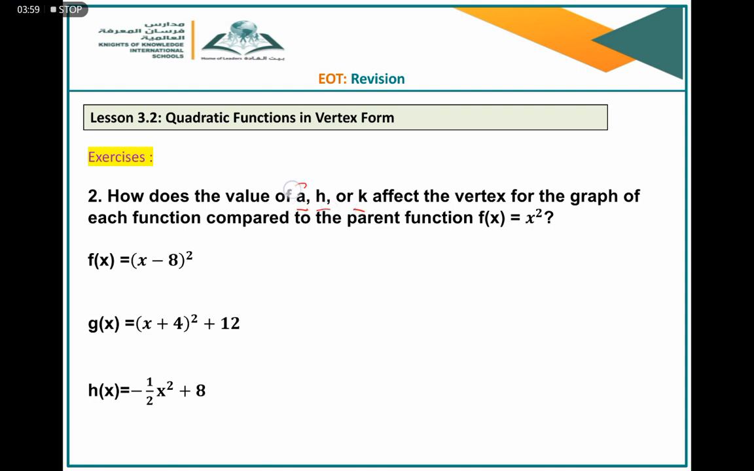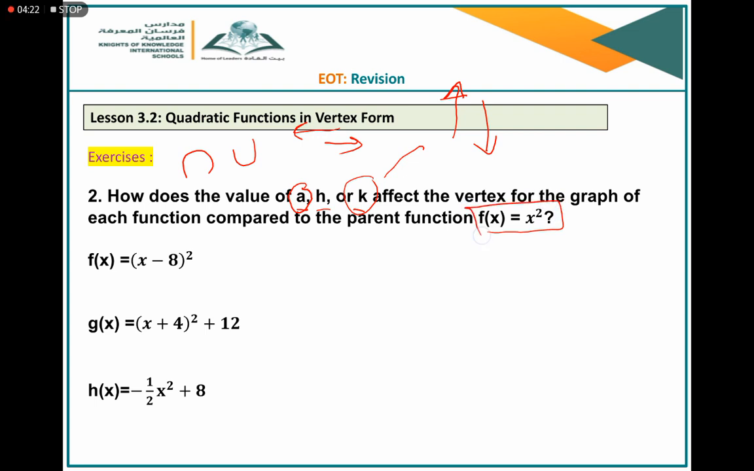You know that this is a, the leading coefficient. It tells me whether it is upward or downward. And the h tells how many steps to the right or to the left. And the k tells me how many steps up and how many steps down. Are you happy with that? Yes, me too. Now, okay, each function is compared to the parent function.